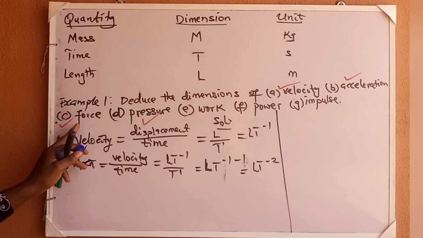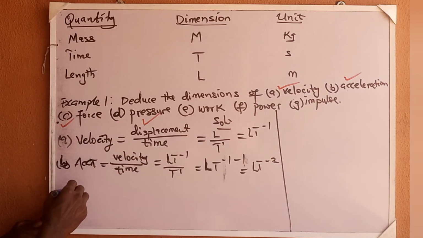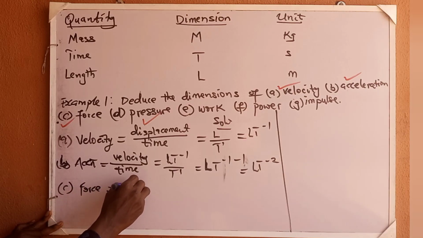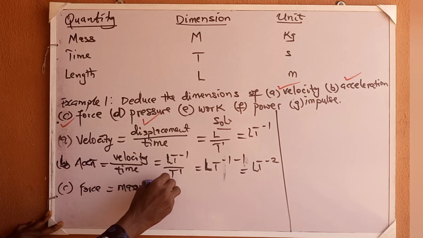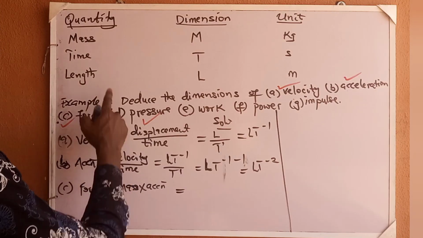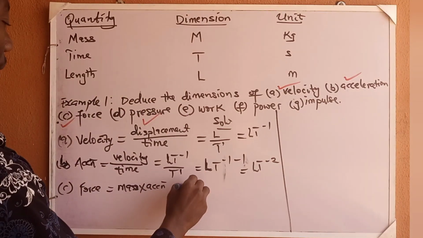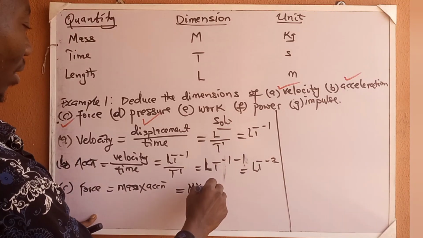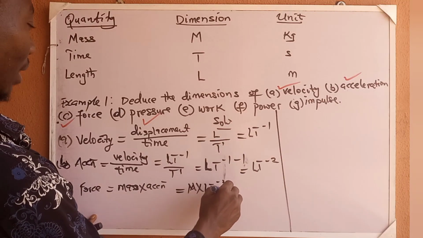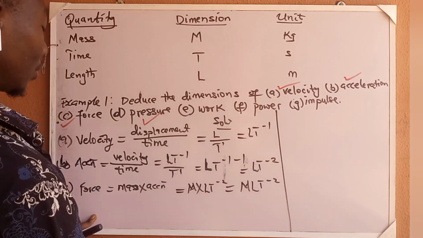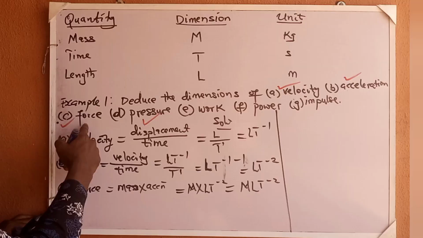So next is that of force. That is the C part of it. Force, as we know, is mass multiplied by acceleration. So we're going to substitute. What's the dimension of mass? Mass is M, multiply. What's the dimension of acceleration? LT to power of negative 2. LT minus 2. This will give us MLT minus 2, and that is for force.